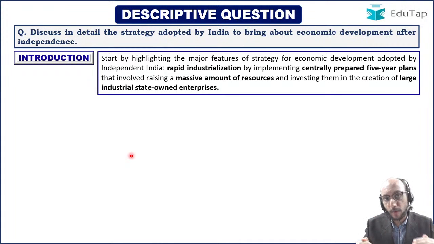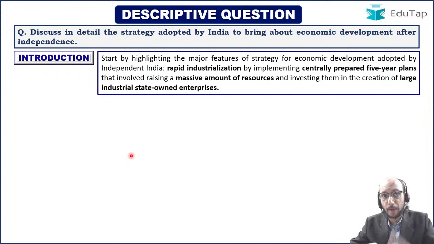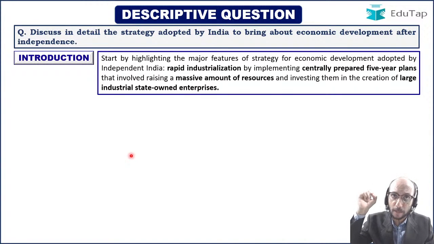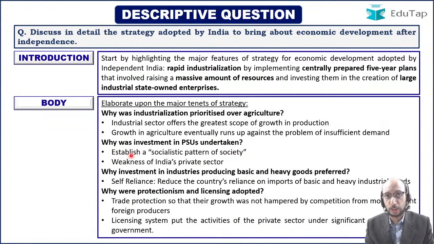So start in a powerful manner, and this, in my opinion at least, is a powerful way of starting by saying that our strategy was rapid industrialization by implementing centrally prepared 5-year plans involving raising a massive amount of resources and investing those resources in the creation of large industrial state-owned enterprises. Now the question is, why is it exactly that we adopted this kind of strategy? And here we have to use micro questions.